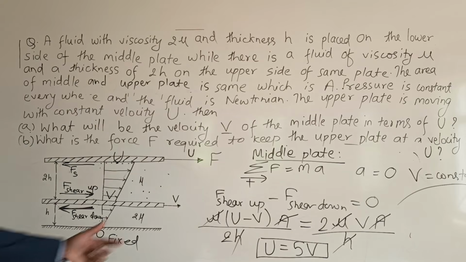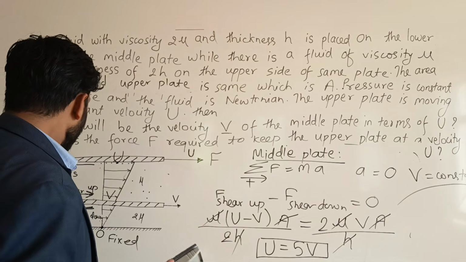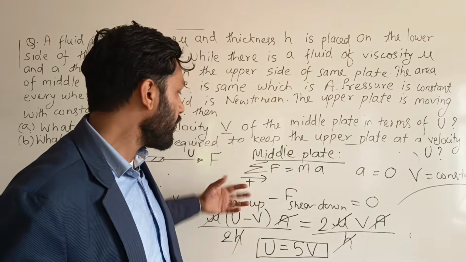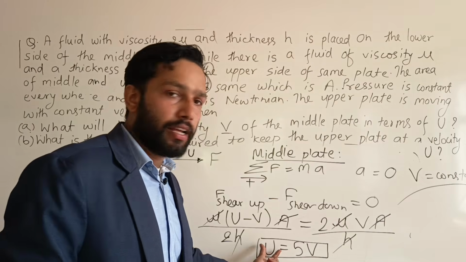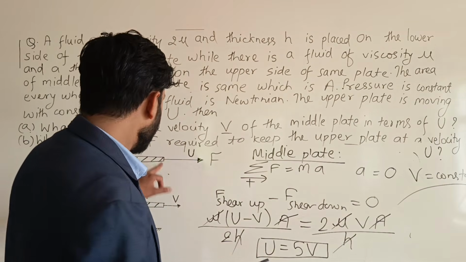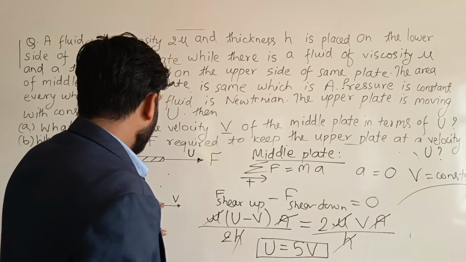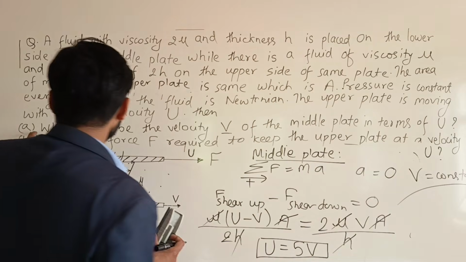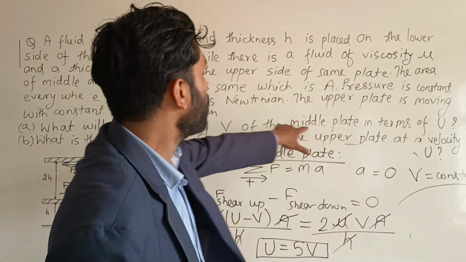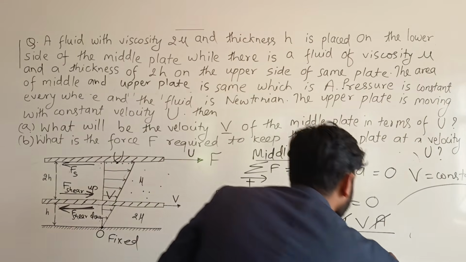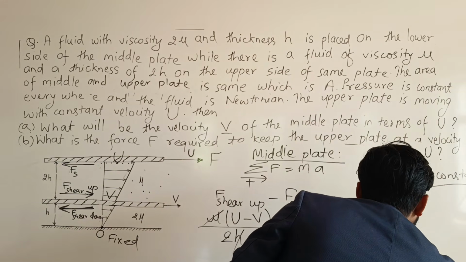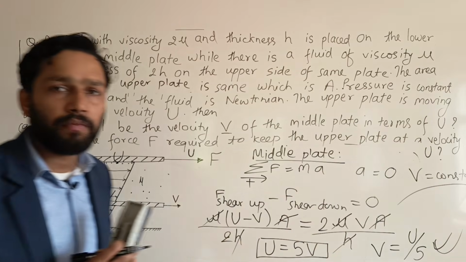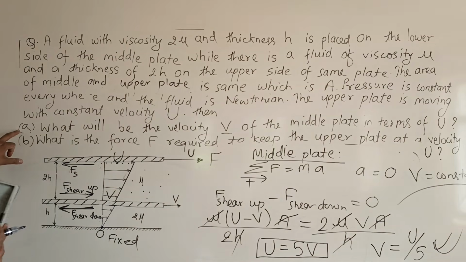So we have assumed the control volume. This middle plate is a control volume, and we applied Newton's second law and got this condition. Here u is 5 times the velocity of the middle plate. The question number A is asking what will be the velocity v of the middle plate in terms of u. So v is equal to u by 5. This is the relationship asked in question number A.